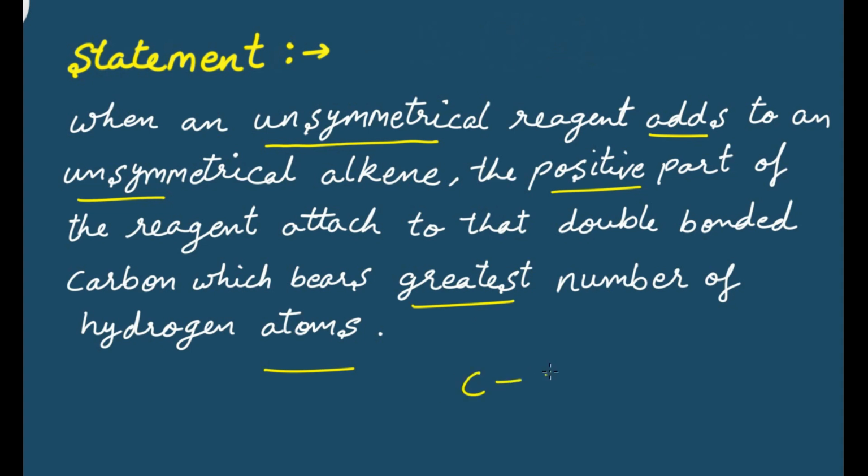The positive part will attach to that double bonded carbon which bears the greatest number of hydrogen atoms. According to the statement, if we have this butene, now we add H plus. The H plus will attach itself to this carbon because it has 2 hydrogens with it and this has only 1 hydrogen with it, right? So according to the statement, the positive part will attach itself to that carbon that has the greatest number of hydrogens. Either you can learn this statement or you can look for the concept which is used for Markovnikov rule. So let's go for the concept so that you can remember it without learning the statement.